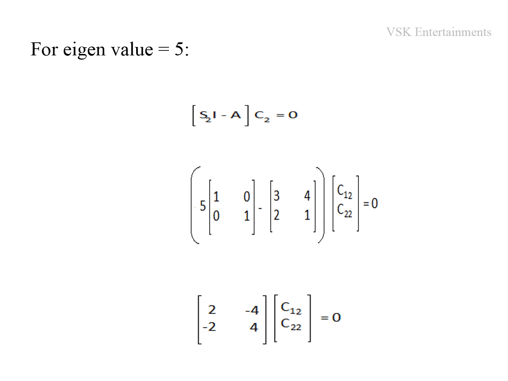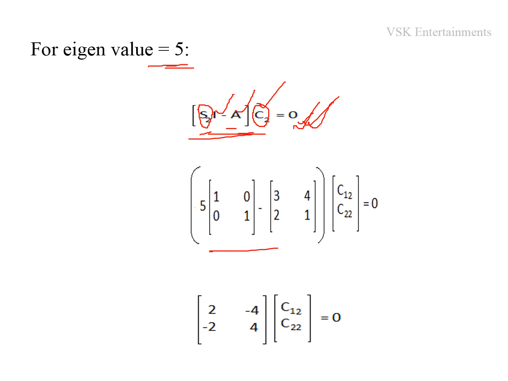Similarly, go for the second eigenvector by considering the second eigenvalue. Here the second eigenvalue is 5, and this is the equation for finding the second eigenvector C2. That is, S2 into I minus A into C2 is equal to 0. Here S2 represents the second eigenvalue, I is the identity matrix, A is the system matrix, and C2 is the second eigenvector. Now substitute all these values in this equation.